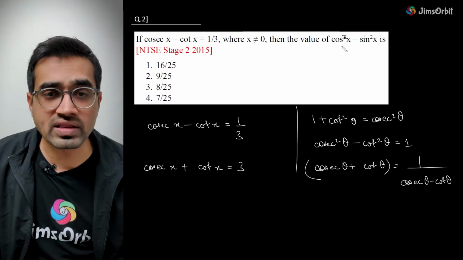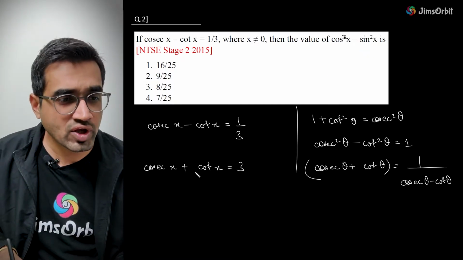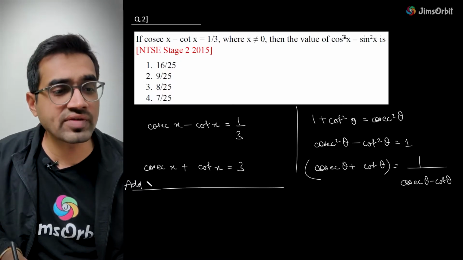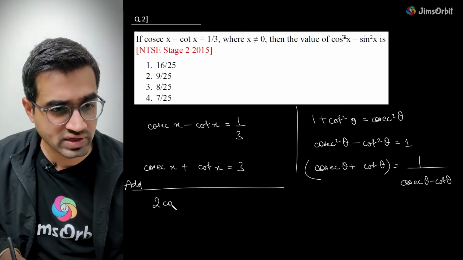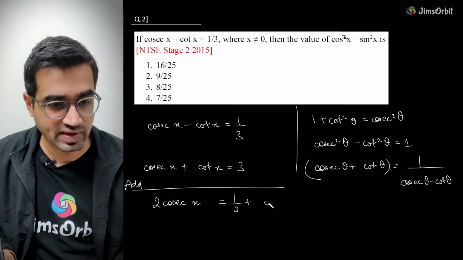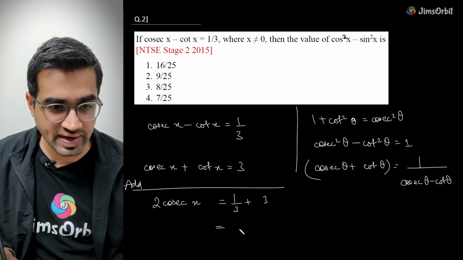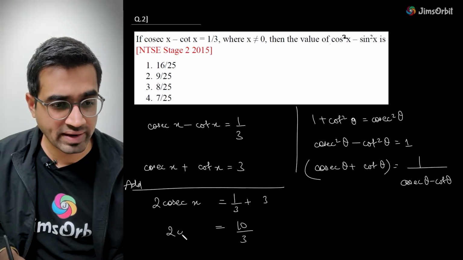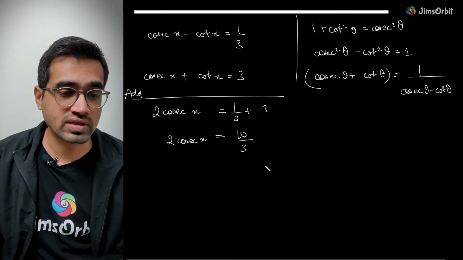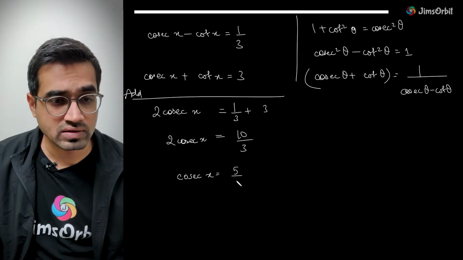Now they are asking you to find the value of cos square x minus sin square x. Now you can easily use this as a linear equation, okay? If we add these two terms, we will get 2 cosec x, correct? And this will become 1 by 3 plus 3. Now these two will be cancelled out. Pretty simple. So this will give us 10 by 3. Now this is 2 times cosec x. So what will be our term for this cosec x? It will be 5 by 3.